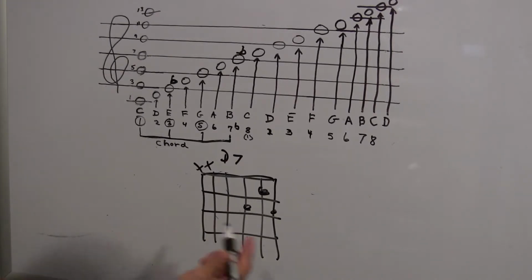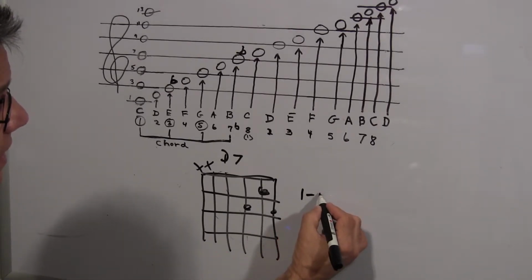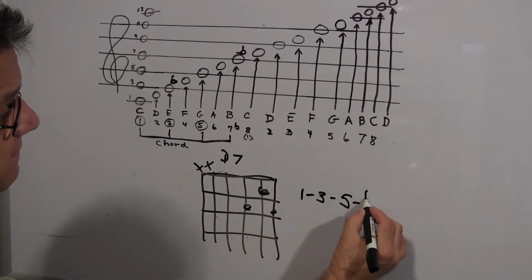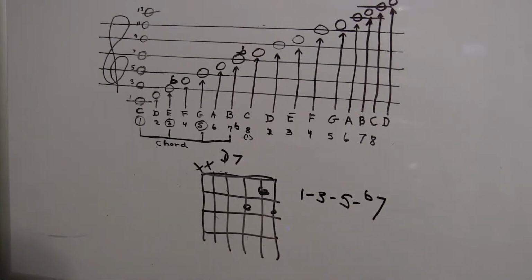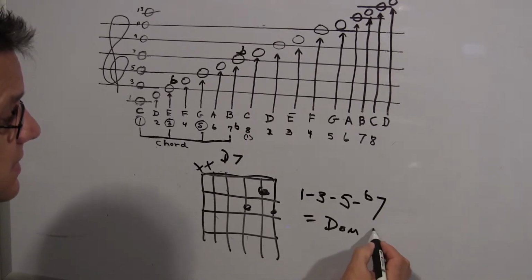So to make a 7th chord is basically a 1, a 3, a 5, and a flat 7 equals what we call a dominant 7th.